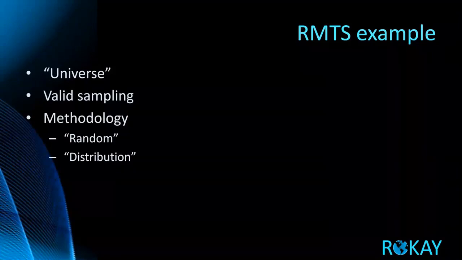The last thing is a couple parts of the methodology. One, it has to be random. Nobody should be able to predict when they're going to get an email or who will get an email. And it needs to be randomly distributed.